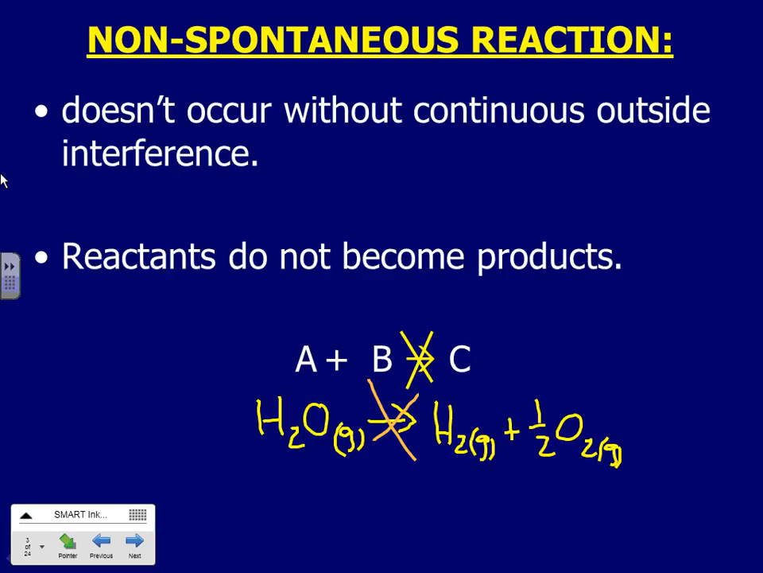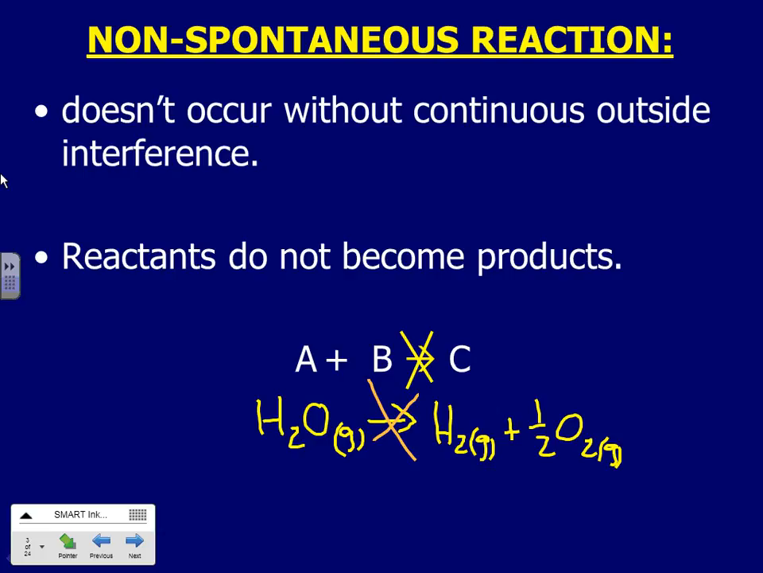We can make that reaction happen under certain conditions, but I need continuous energy input. If I were to put the water into a Hofmann apparatus, which you might have seen in grade 9 and grade 10, and we put the electrodes in there and plug it into an electrical device and input electrical energy, we must continuously input electrical energy to rip those atoms apart. So we can force it to go, but without outside interference, it won't go. We call that a non-spontaneous reaction, all right?